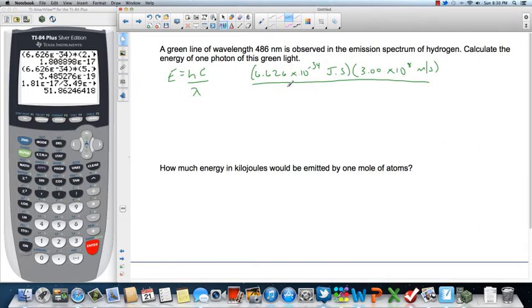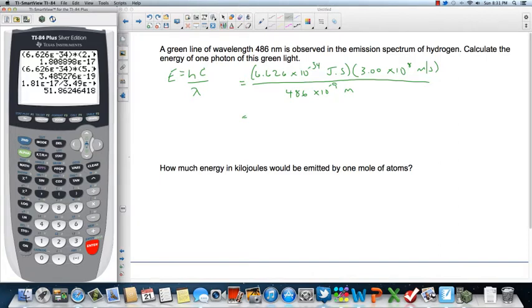So we've got a couple of options. We can either say 486 times 10 to the negative 9th meters, which is what I'm going to suggest, or you could do proper scientific notation, move your decimal over 2 places to get 4.86 times 10 to the negative 7th meters. For the purposes of calculations, I don't usually recommend that. So now it's just a matter of plugging into the calculator.